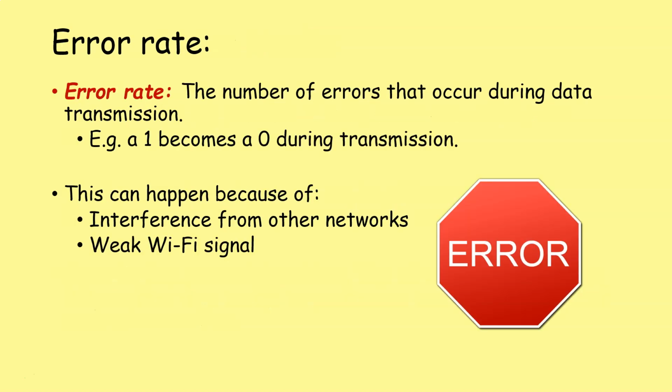The next point we need to know about is the error rate. An error rate simply is the number of errors that occur during data transmission. So essentially the ones and zeros that are being transmitted might become flipped, so 1 becomes a 0 during transmission. Why do we have these errors? Well, we could have interference from other networks, weak Wi-Fi signals, other things that can happen that would corrupt the data.